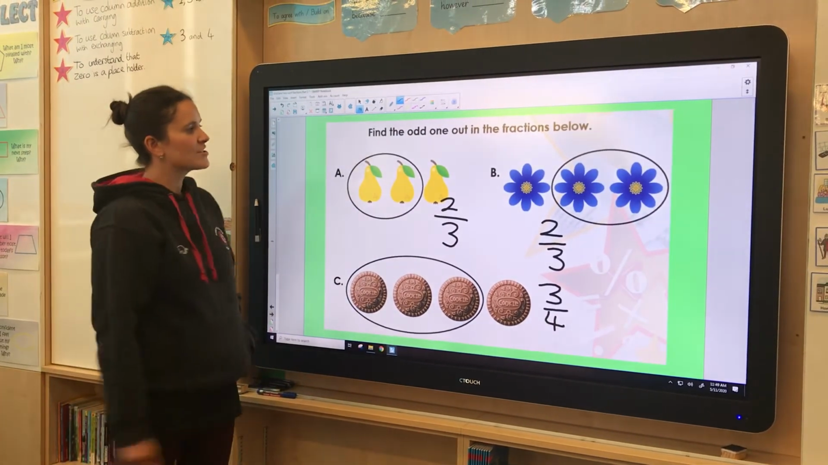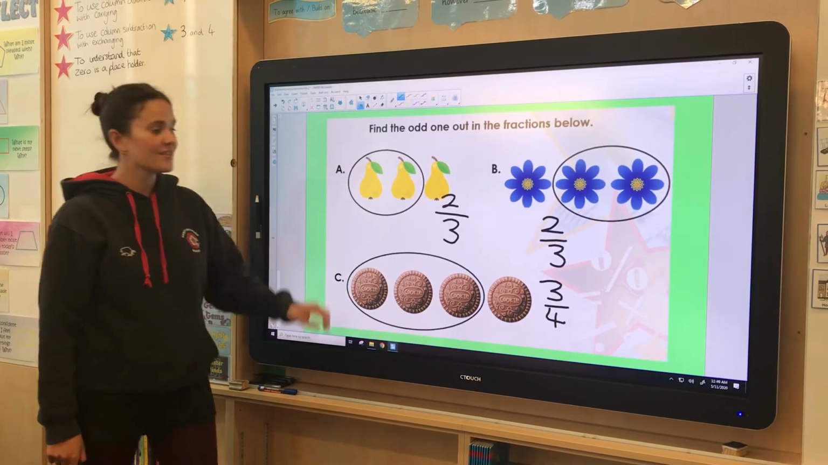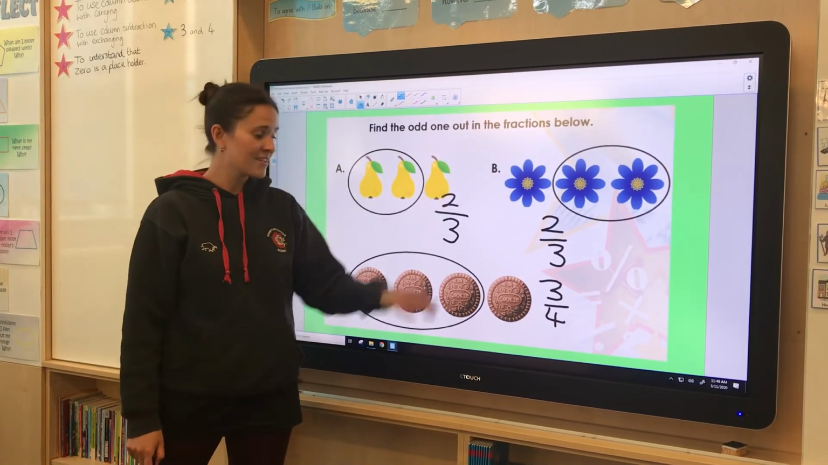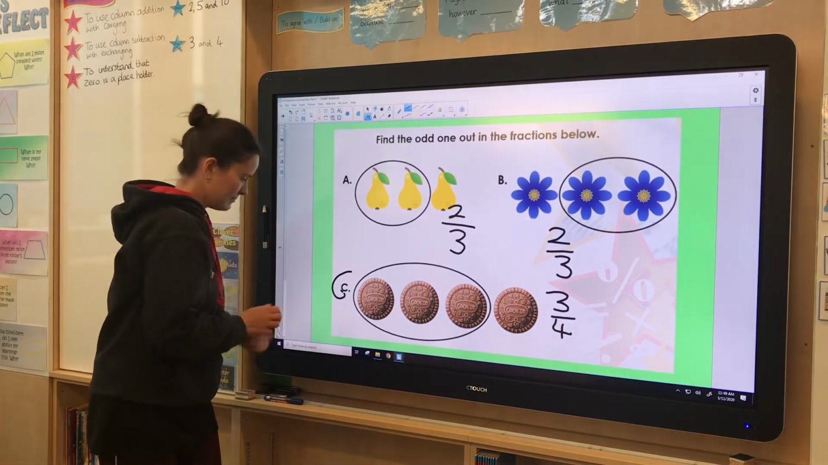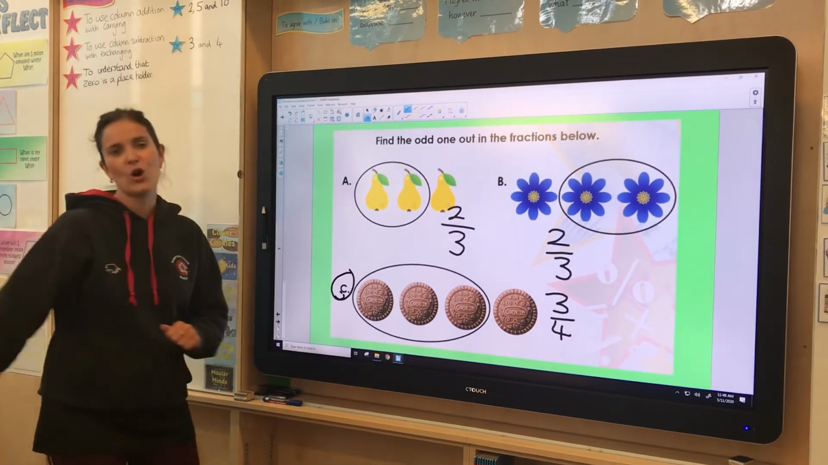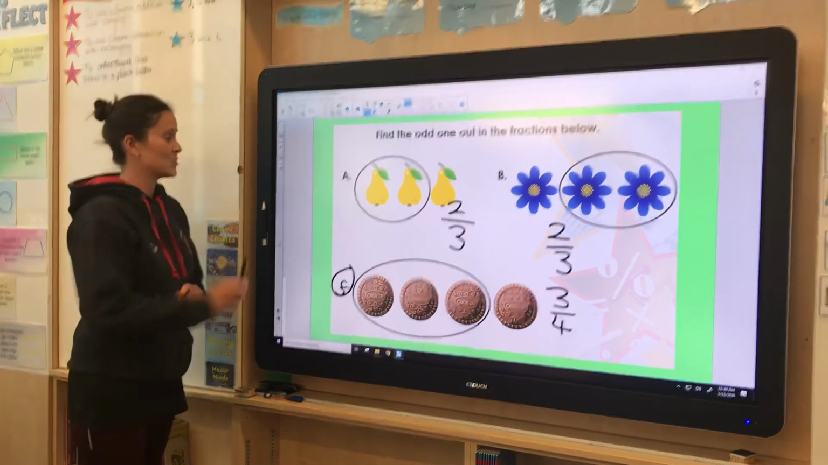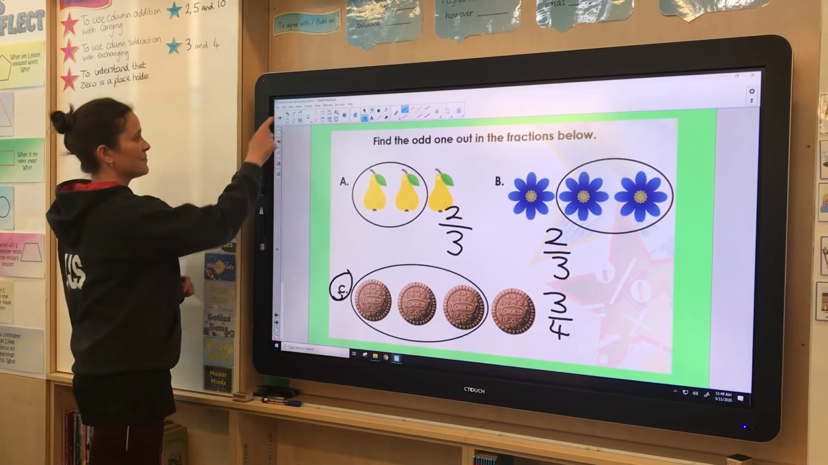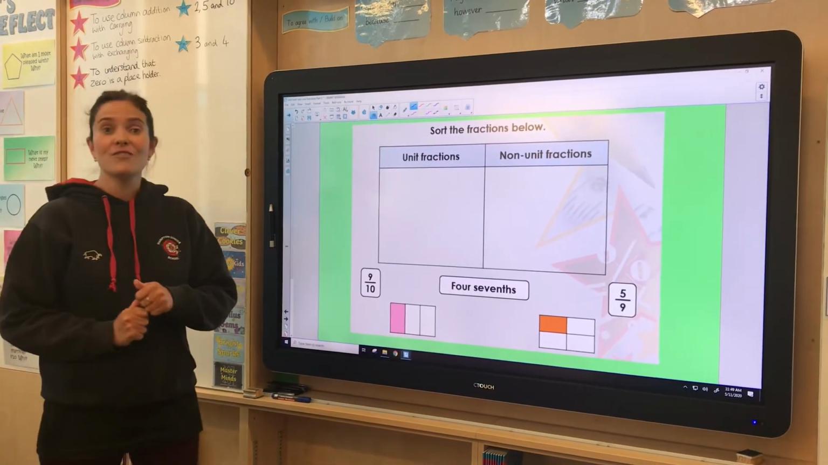So if you're being asked to find the odd one out, this one is 2/3, this one is 2/3, this is 3/4. C will be the odd one out there. Okay? There are a couple of examples of that kind of question as well for you to have a go at by yourself. Now, this is the last one I'm going to go through with you right now.